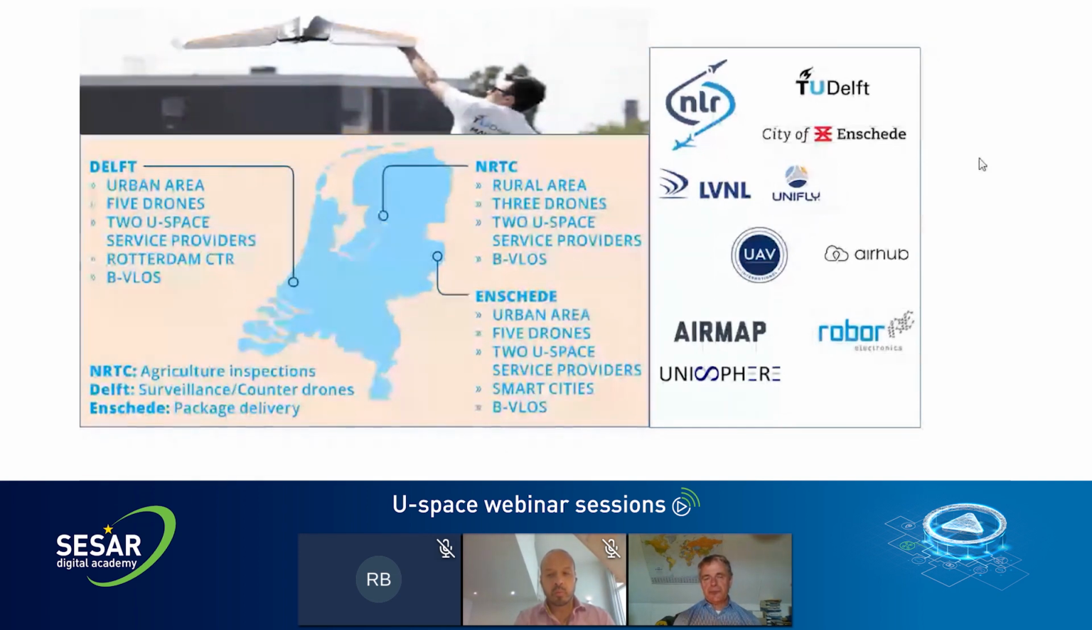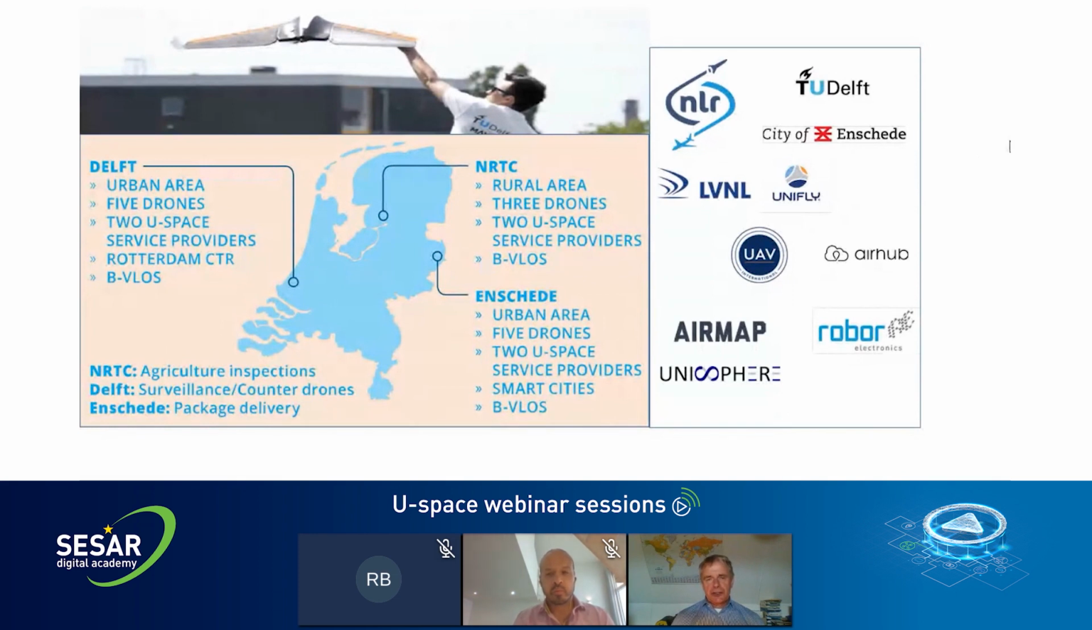The final demonstration was for us the big demonstration in Enschede in the east of the Netherlands, again in an urban area with 5 drones and 2 use-based service providers. And here we linked to the Smart Cities initiative. Enschede is one of the cities that has signed this initiative. In fact, it has also signed the Urban Air Mobility Initiative. So yeah, we tested everything together there and showed how that would work in a smart city environment.